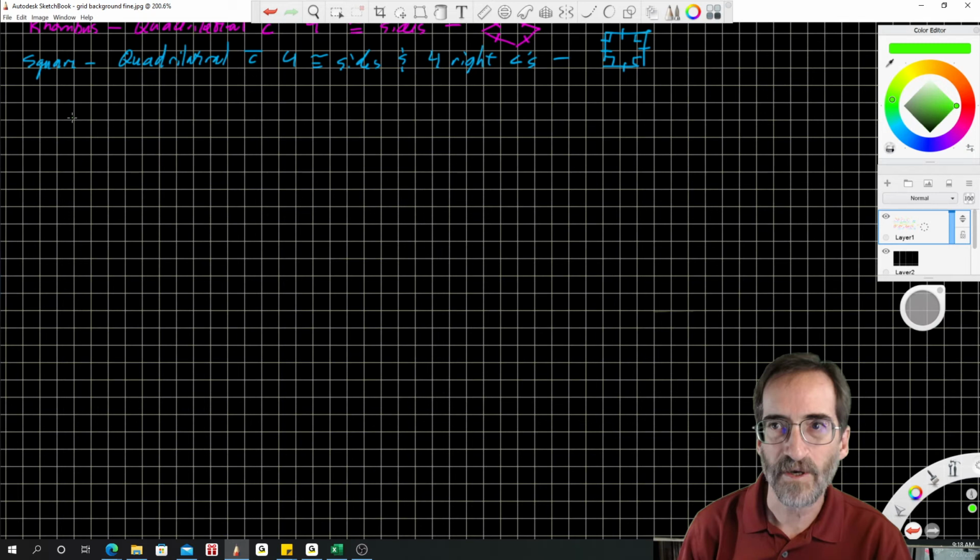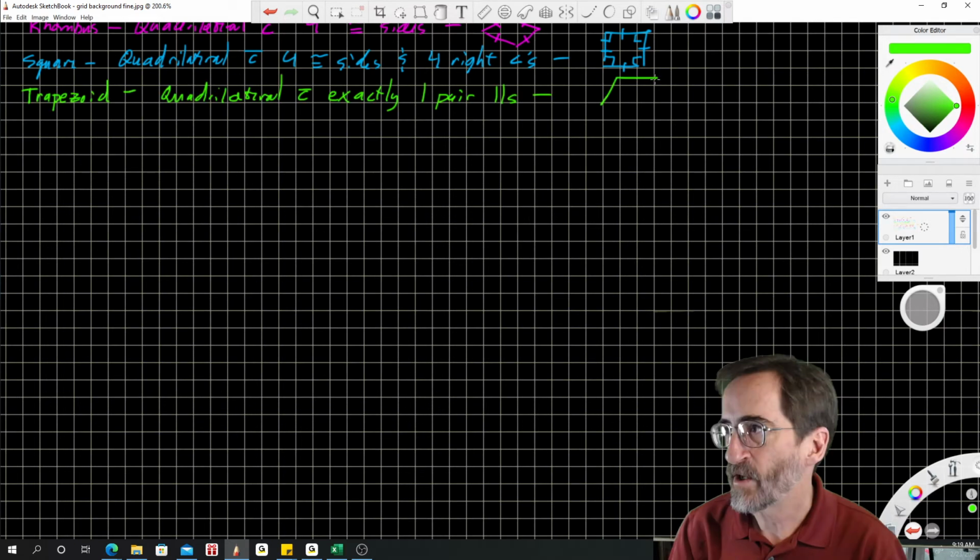Trapezoid. Quadrilateral, so it's got 4 sides. Almost should just leave quadrilateral off of all these because they're all quadrilaterals. But quadrilateral with exactly 1 pair of parallels. And that word exactly is necessary because it rules out calling a parallelogram a trapezoid. 1 pair of sides is parallel, the other pair is not. That is the definition of trapezoid.